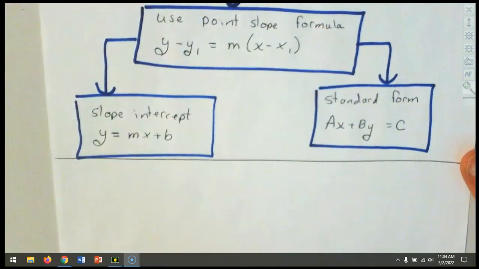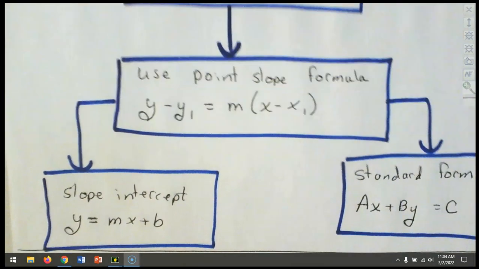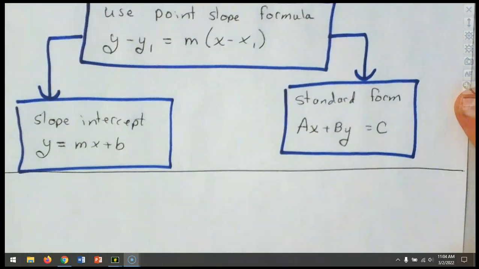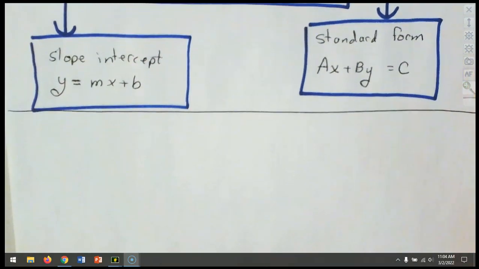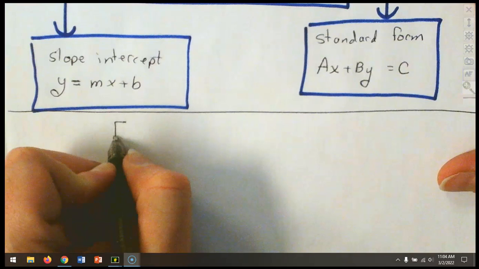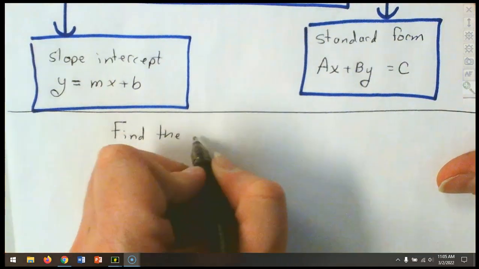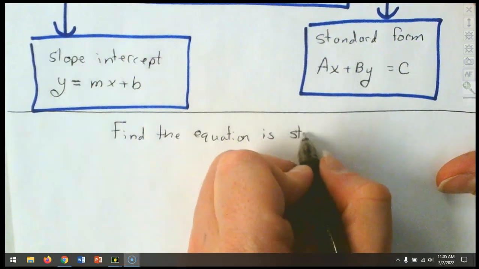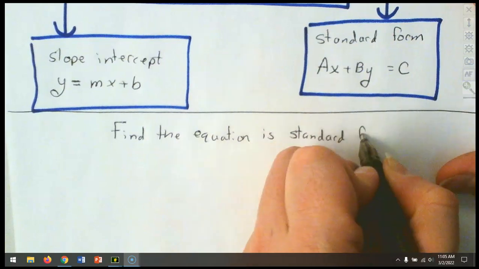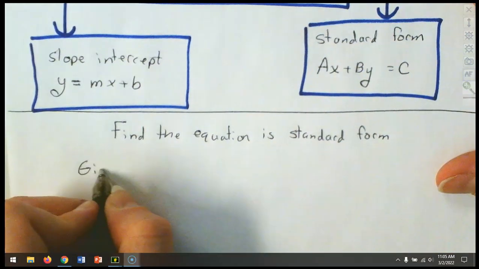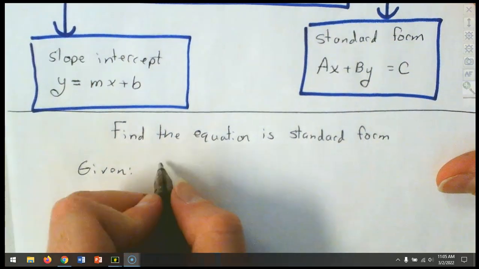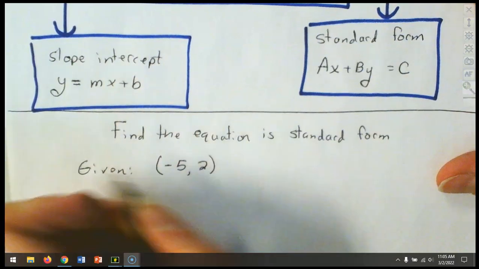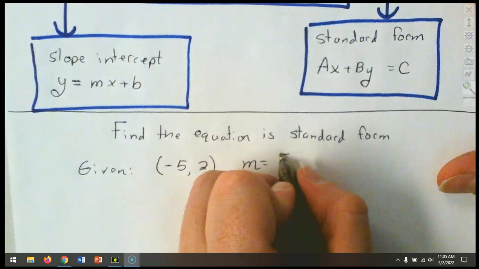We'll do one in standard form, and we'll do one in slope-intercept form. Let's go ahead now and find the equation in standard form. And here's what you're given. You're given a point, so let's say -5, 2, and you're given a slope of, let's say, -3/2.